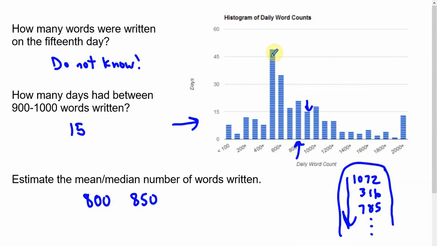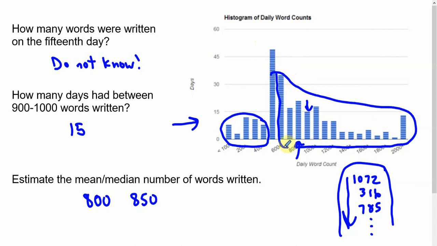It also isn't necessarily the tallest one. The bar that goes with 500 words is the tallest one, but I think there are a lot more days that were more than 500 than were less than 500, right? Here's all the less than 500 days. Here's all the more than 500 days. So even though it's the tallest one, I don't think it's representative of the middle number. Okay. So that's the idea. You can ballpark an answer to the mean or median based on the histogram.